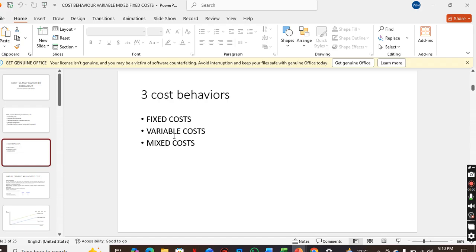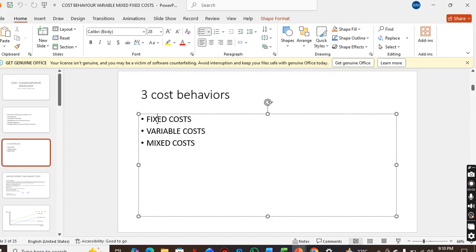Similar with variable costs. The total variable costs are dependent on how much you produce. If you produce more, they increase. If you produce less, they reduce. But the per unit variable costs are going to exhibit a different behavior. Then mixed costs, okay, are a combination of the fixed and the variable costs. To a certain point it's fixed, then it becomes a variable after some time.